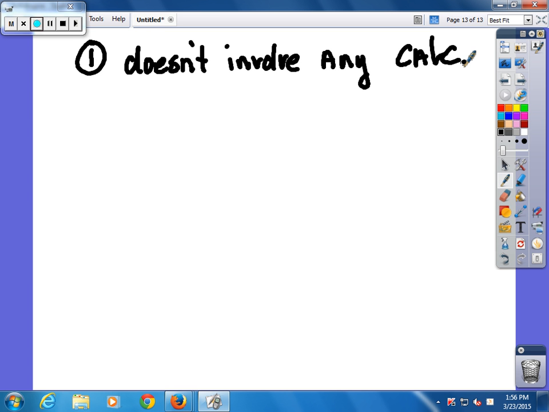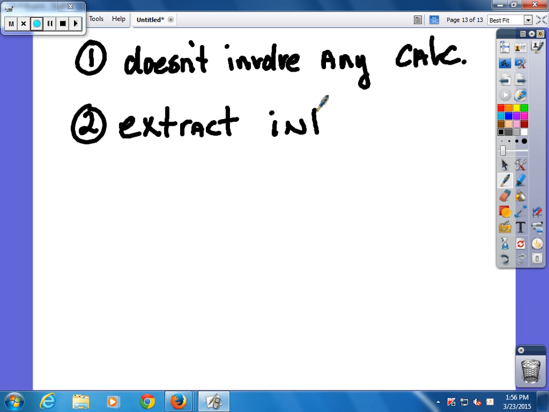All right, so it doesn't involve any calculation. All you have to do is extract the information. What does extract mean? Pull out. Extract info from y is equal to mx plus b. Now we've already talked about this last class before the break. We talked about what m is, what x is, and what b is. So you have to go back to that sheet, it's got a lot of highlights on it. Remember that sheet?